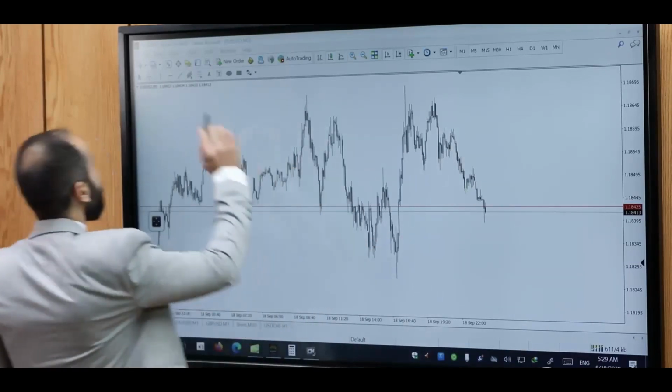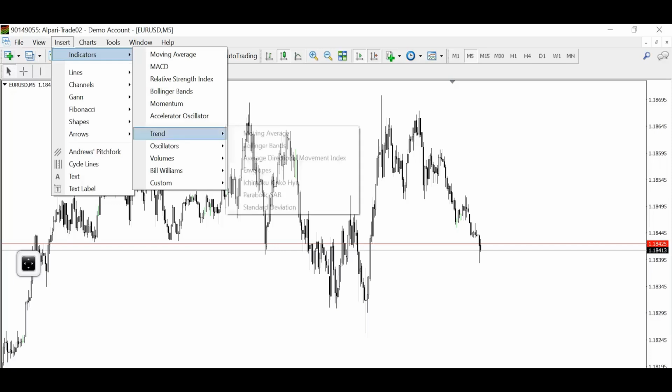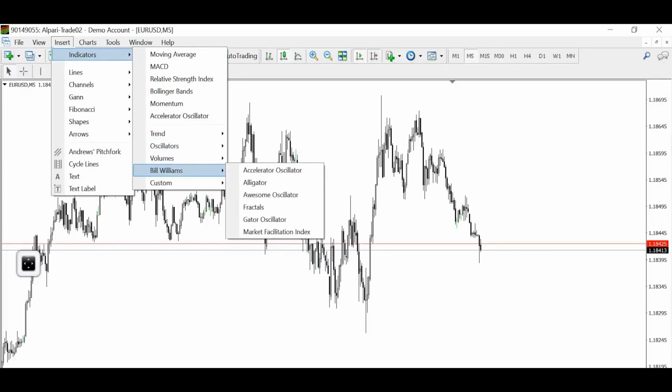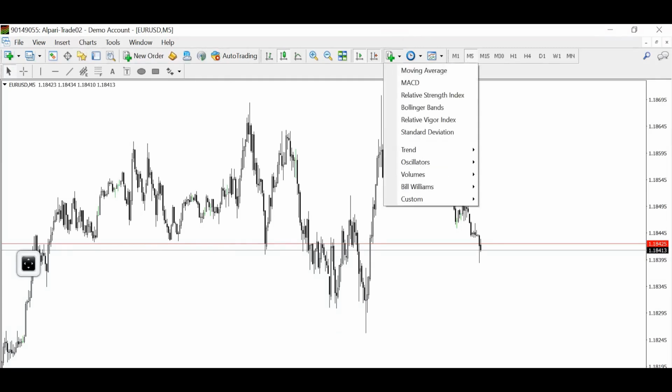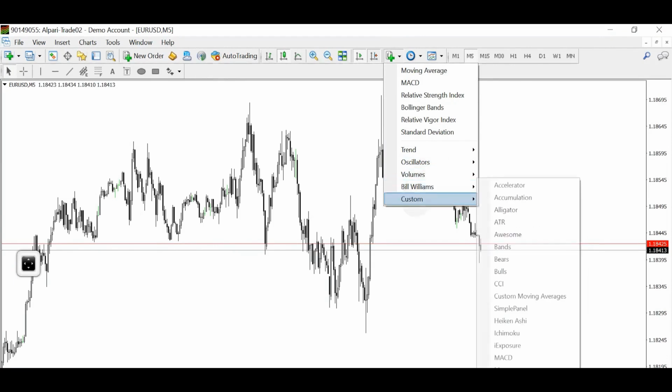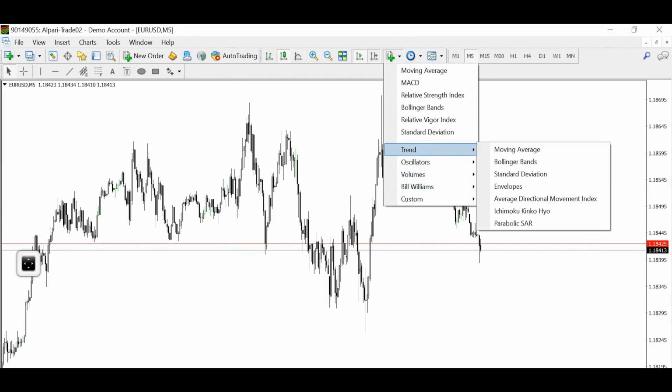As you can see in the Insert Indicator section, we can access the Trend, Oscillator, Volume, Bill Williams, and Custom sections. In the Custom section, there are also some indicators whose default settings have been modified or personalized, and they've been placed here as well. Another way is that we could use the shortcut here: Trend, Oscillator, Volume. We can see all of these here in the Trend section.